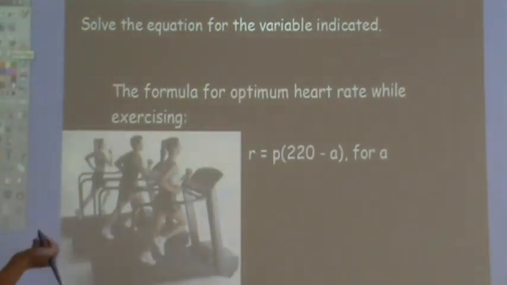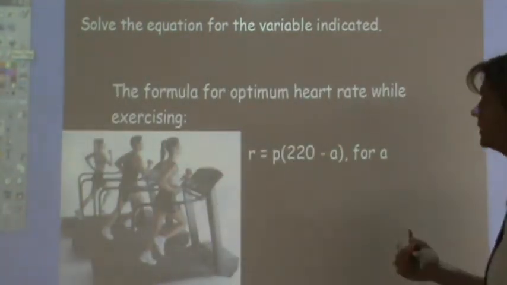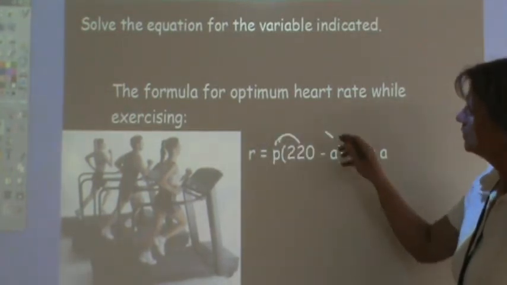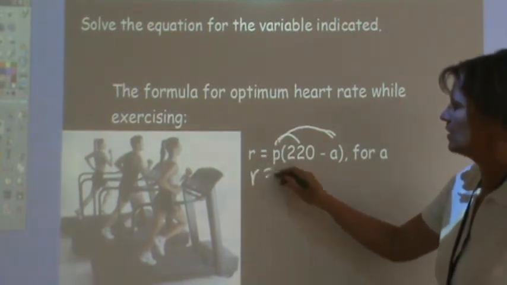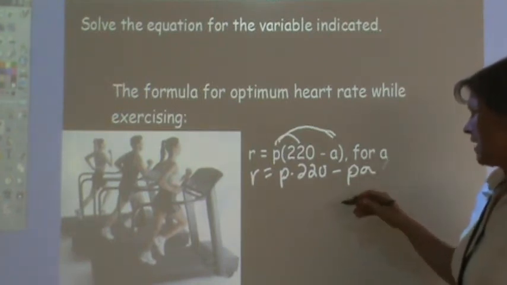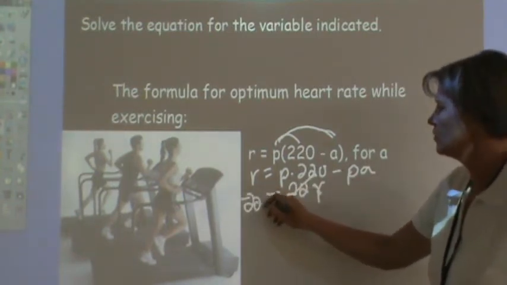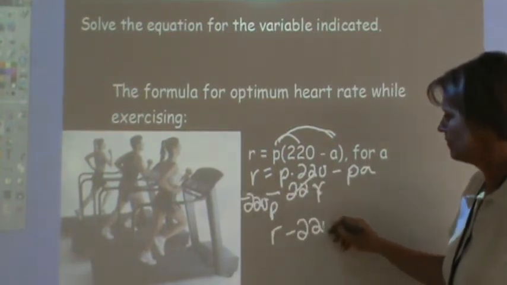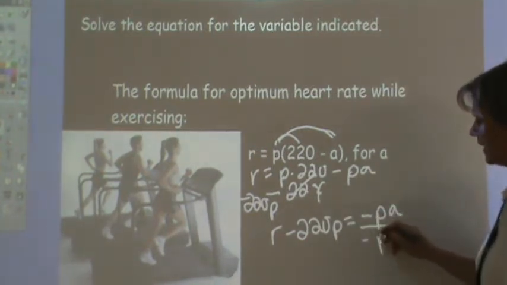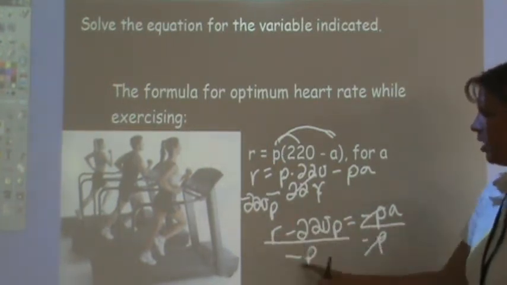Okay, this one you could do a couple ways. This one's actually pretty complex. It may not look like it from the beginning, but it is. All right, because you could either distribute this P through, so you could take the R equals P times 220 minus P times A and we want to solve for A. So we want to subtract the 220p, so R minus 220p equals negative p times A. And on this one, I divide by negative p, and then that would be good enough for me. So you could have R minus 220p all over negative p equals A.